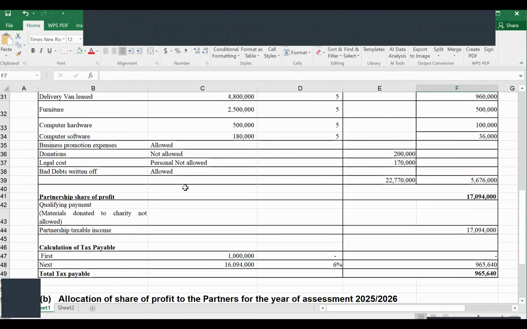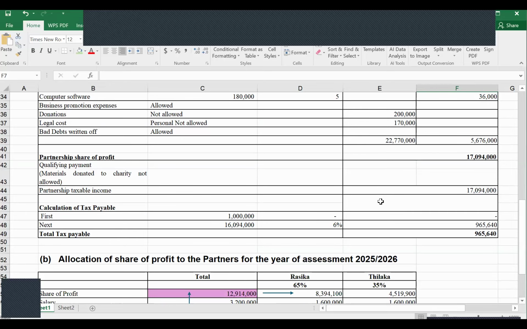So we call it partner share of profit means assessable income. From that assessable income, we can deduct qualifying payments. When we consider the details given for qualifying payments, we can determine it is not a qualifying payment, because even though that donation is made to the approved charity, it is not in cash, it is in kind, therefore it is not allowable as a qualifying payment.